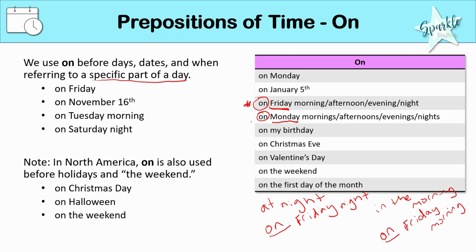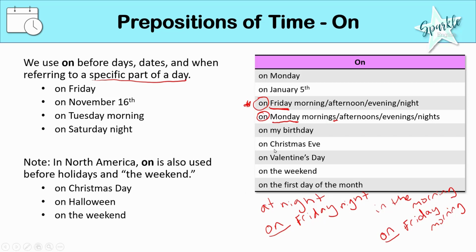So on Monday mornings, afternoons, evenings, nights, the reason an S is added to the end of mornings, afternoons, evenings, and nights is that it's referring to every morning. So on Monday mornings, I have Spanish class, for example. And that means every Monday morning, I have Spanish class, not just one. On my birthday, on Christmas Eve, on Valentine's Day, on the weekend, on the first day of the month.